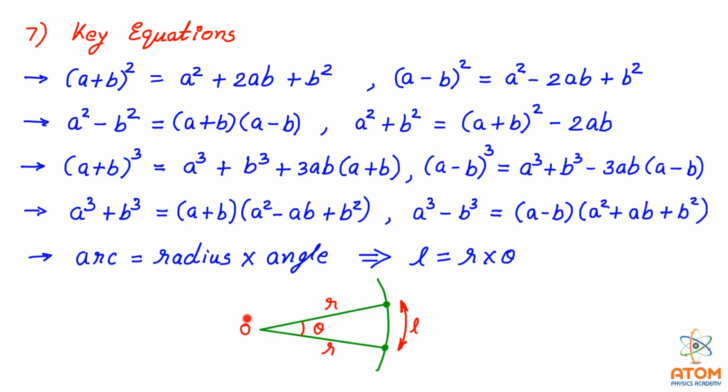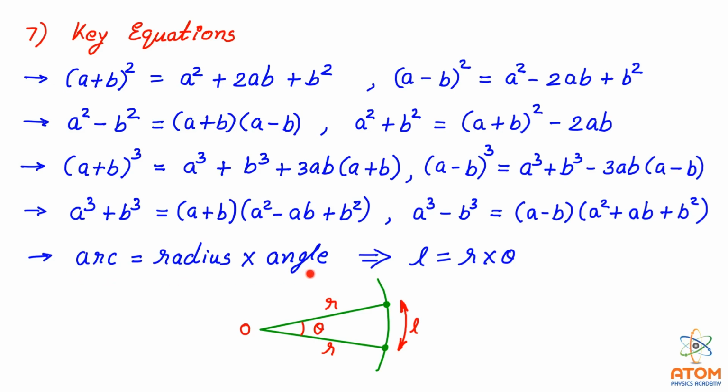One more equation from geometry is, if we are having this type of arc with the center O here and let us say the radius is r and the angle made is theta, then you can understand this is the arc which is having a length, let us say L. Then in such case, you know this equation, arc is equal to radius into angle.